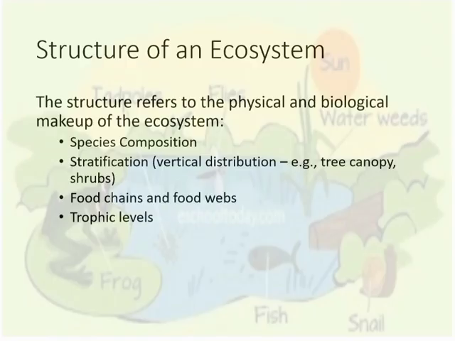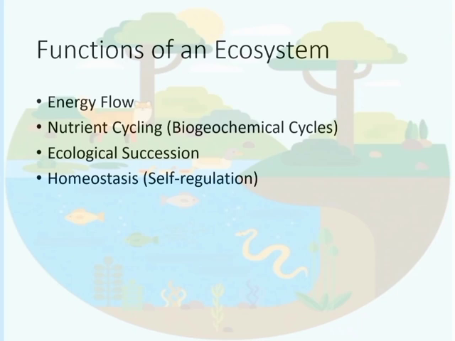Structure of an ecosystem. The structure of an ecosystem includes both its physical form and biological elements. Key aspects include species composition, vertical distribution or stratification, such as canopy and shrub layers, food chains and food webs, and trophic levels, which indicate the energy flow across organisms. Functions of an ecosystem. Ecosystems perform essential functions like energy flow through food chains, nutrient cycling or biogeochemical cycles, ecological succession, which is natural community development, and homeostasis, or the ability of the ecosystem to self-regulate.